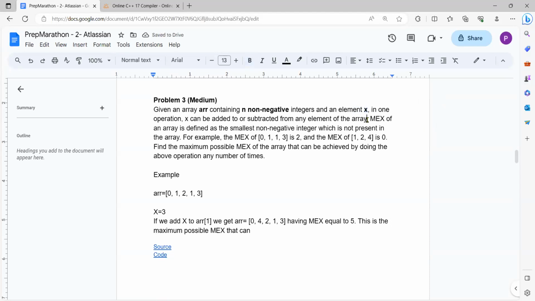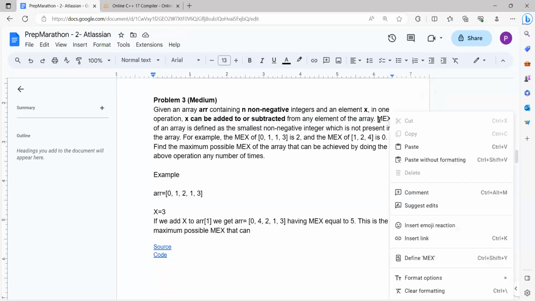In one operation, x can be added or subtracted. So focus on this line. So in one operation, you can add or subtract this value x from any element in the array. Okay. Now MEX, I told you about MEX.